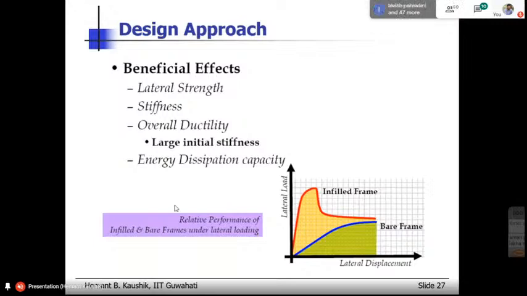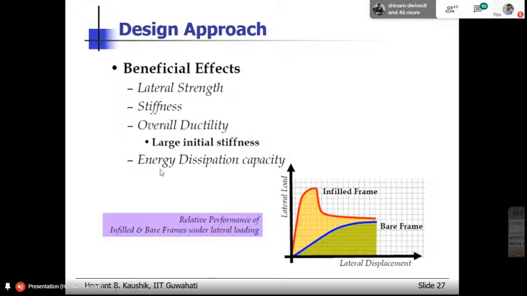And when we have additional material as infills in the frame, you will be very happy about the high energy capacity of these frames. Right? When you have these masonry walls, they crack very easily and they keep on dissipating the energy. So the amount of energy dissipation in these infill frames is very high compared to the bare frame.